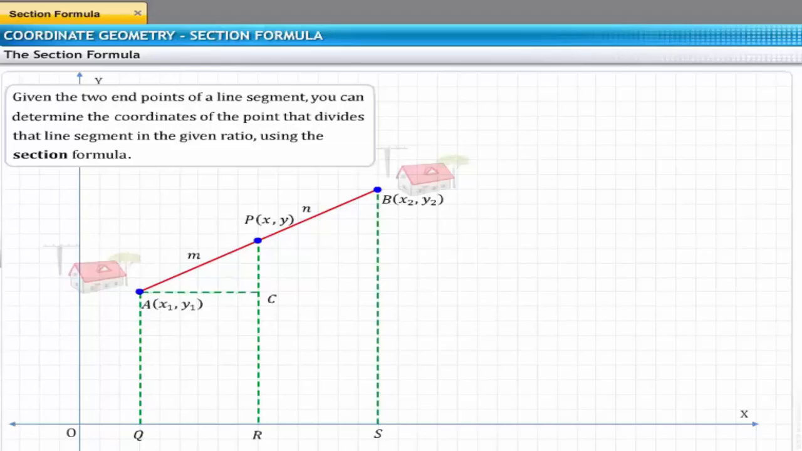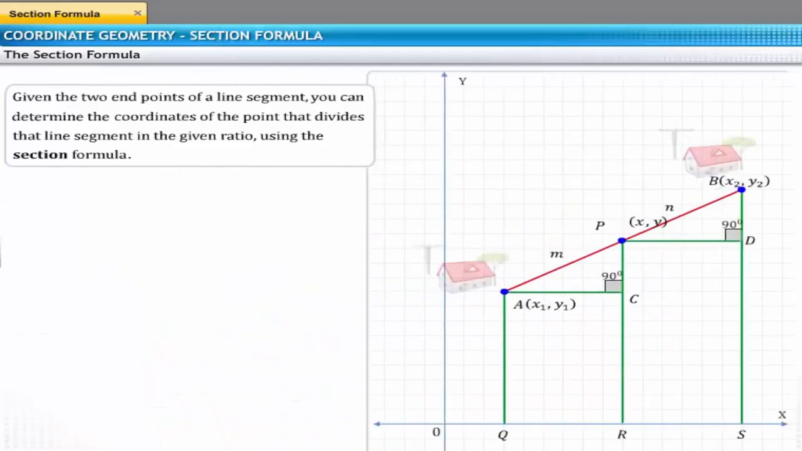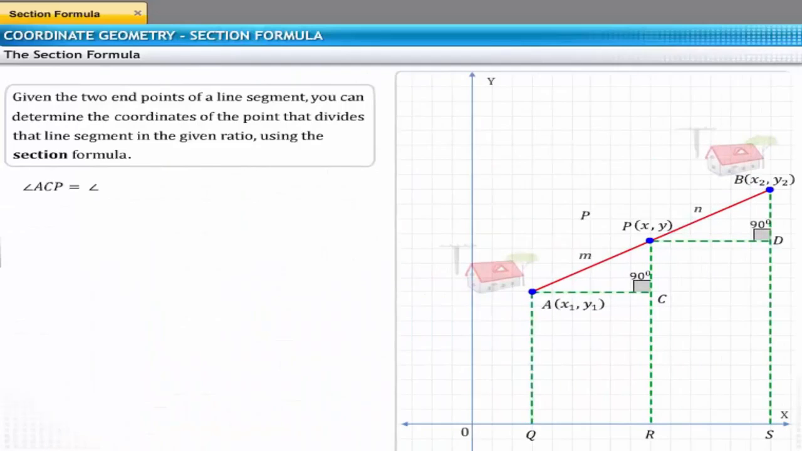Then we draw AC perpendicular to PR and PD perpendicular to BS. Two triangles ACP and PDB are created. You will observe that angle ACP is equal to angle PDB, that is 90 degrees. Angle PAC is equal to angle BPD. Based on the angle-angle AA similarity criterion, we can conclude that triangle ACP is similar to triangle PDB. Since one of the angles is 90 degrees, they are similar right-angle triangles.